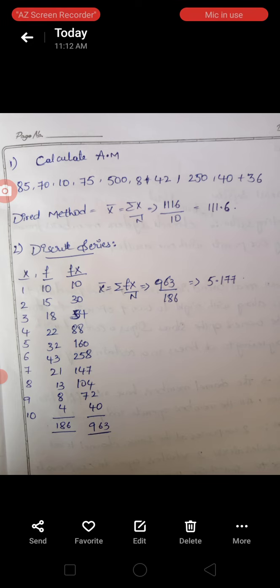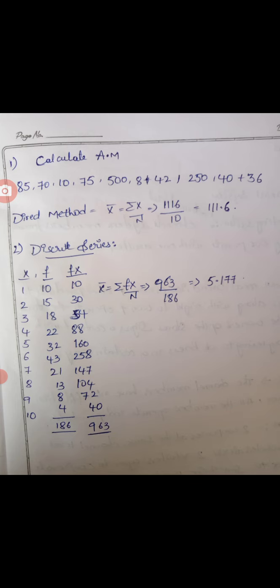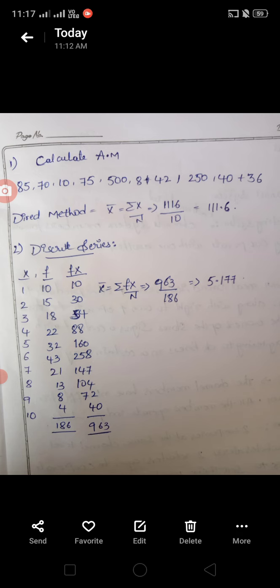So in arithmetic mean we have three series: individual series, discrete series, and continuous series. The direct method for individual series has the formula x bar equal to summation x by n. And the first problem, calculate arithmetic mean. In direct method or individual series, only the x values will be given. So here see 85, 70, 10, 75, 500 and 8, 42, 250, 40 and 36. These are all x values.